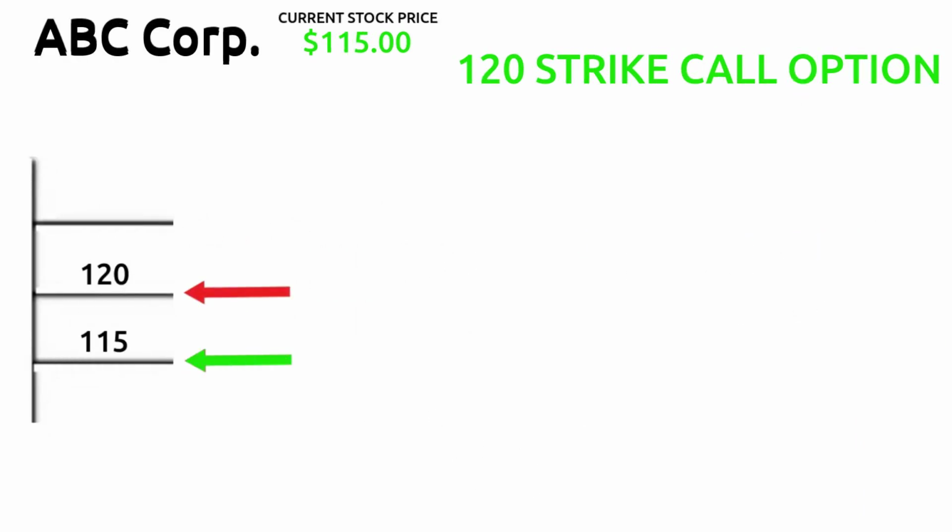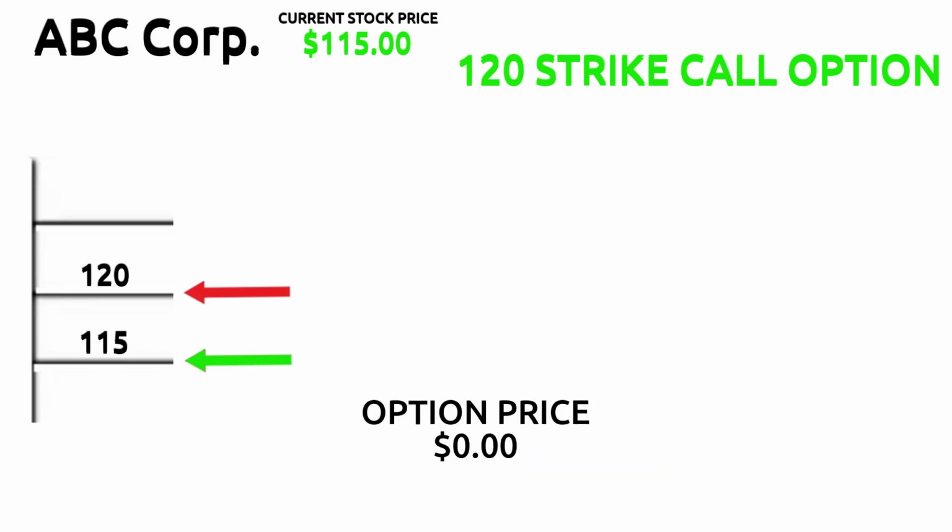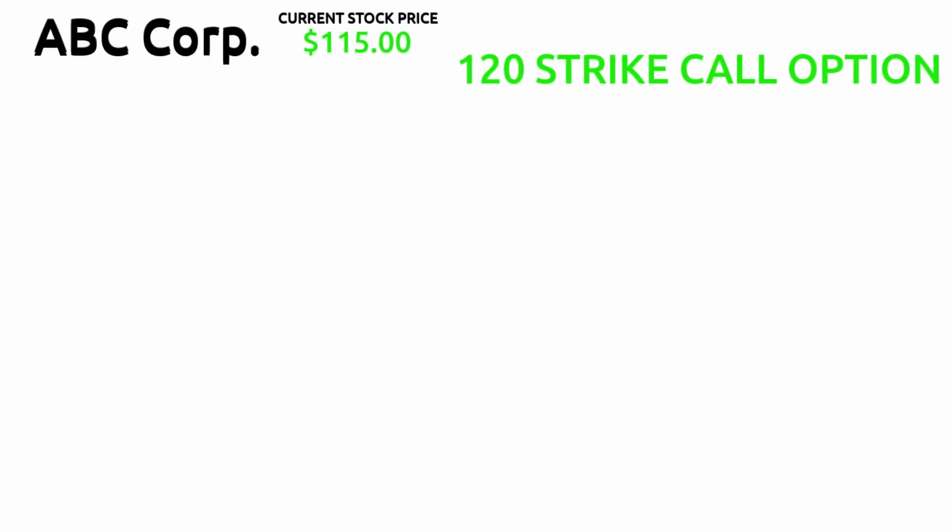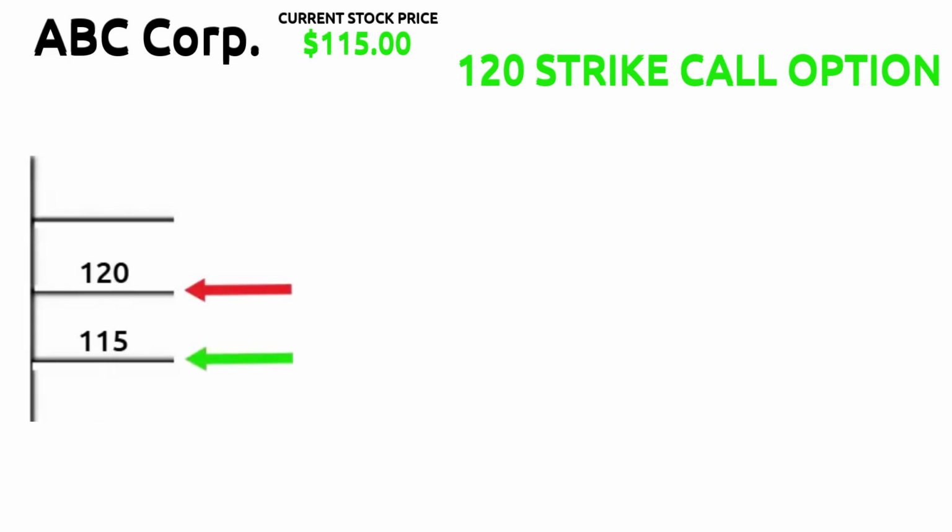Here's another scenario. Let's say you own the 120 strike call, but this time the stock is lower than that. It's at 115. If you own an option that gives you the right to buy stock at 120, but the current stock price is below that at 115, assuming there's no time left until expiration, how much is this option going to be worth in this case? It's going to be worthless.